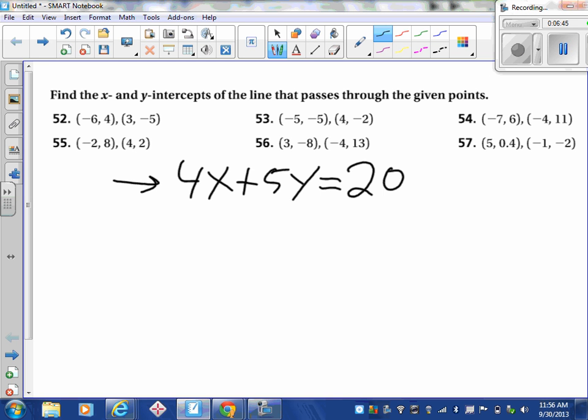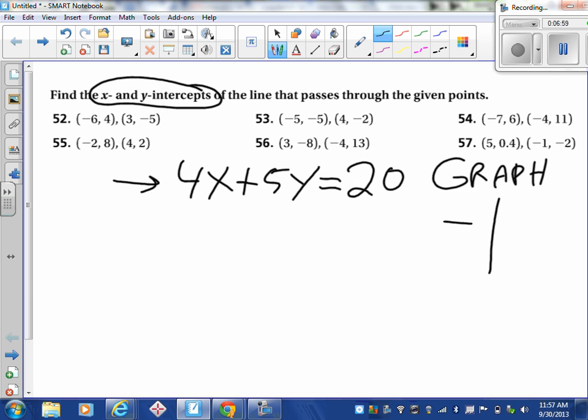So let's solve this equation. 4x plus 5y equals 20. And I want you to graph it. So we're going to find the x and y intercepts. And I'm going to graph it, which means I need my xy chart. 0, 0. This is what we were doing last week. Standard form, find the x and y intercept. How do I graph it?